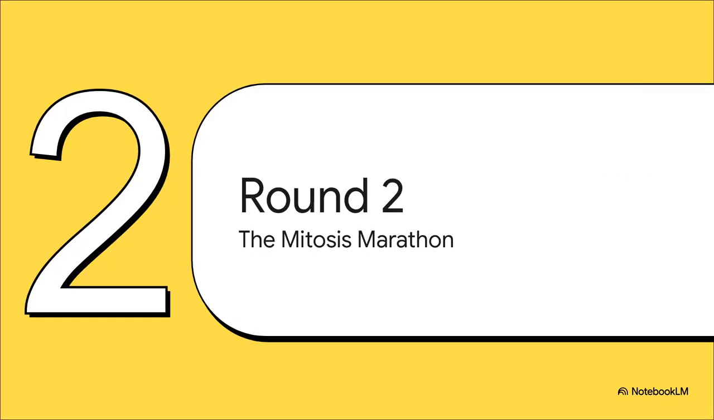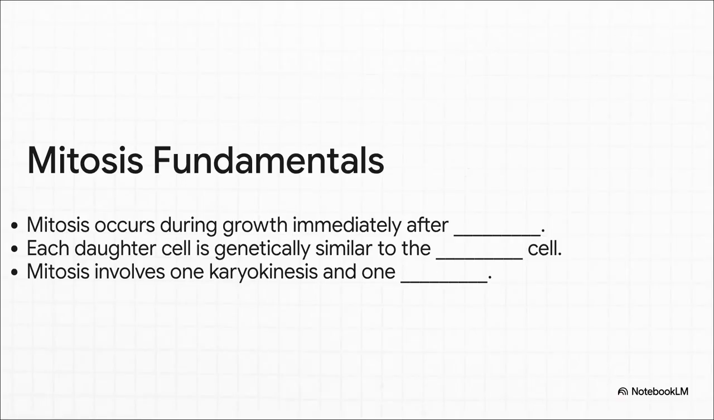And just like that, we're on to round two, the mitosis marathon. Now, mitosis is the process our bodies use for pretty much everything, growing, healing, you name it. It's all about making two perfect, identical copies from one original cell. Let's start with the big picture of mitosis. When does it happen? How do the new cells compare to the original one? And what are the two main events that make up the whole division process?